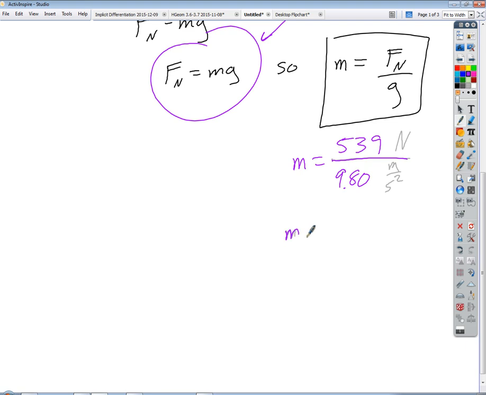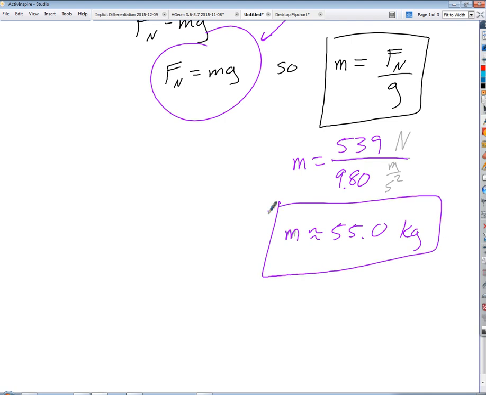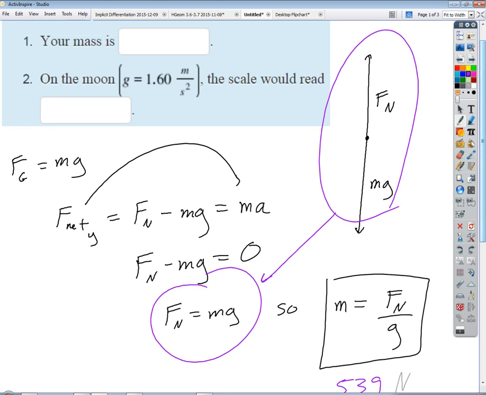So M is approximately what? 55. 55.0? It's exactly 55. Okay, so I'll just put 0.0 so we know where that's at. So 55.0 kilograms. That's M, right? So isn't that what we were looking for in part A? Yeah, your mass is 55 kilograms is what I'd have to input into Moodle. Got to include the units, don't I?